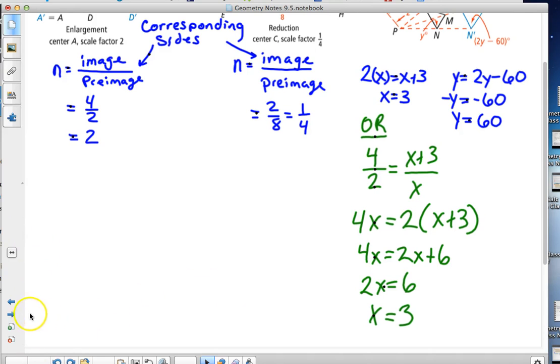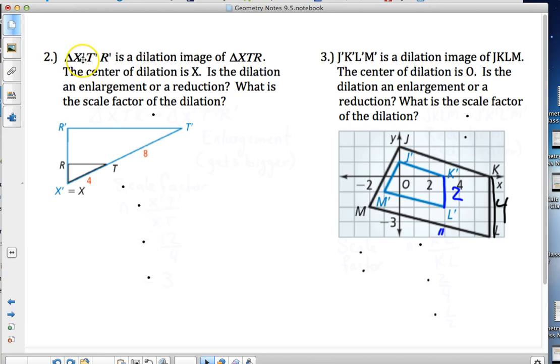Okay, now sliding on here. Another example problem. You're going to notice that today's notes are all about example problems and how to set them up. Remember, we have triangle x prime, t prime, r prime is a dilation image of triangle XTR. The center of dilation is x. Is the dilation an enlargement or reduction? Well, x prime, t prime, r prime is the image of XTR, so this is my final resting place, and this is my original.